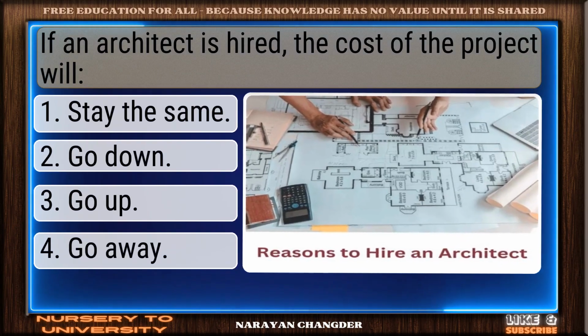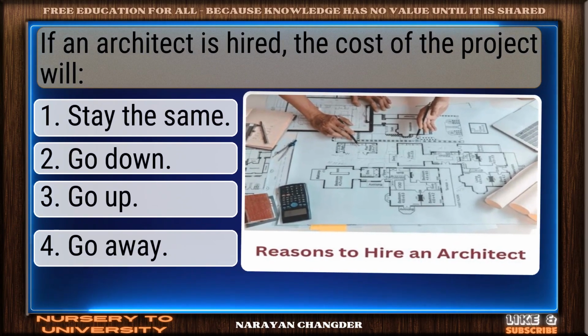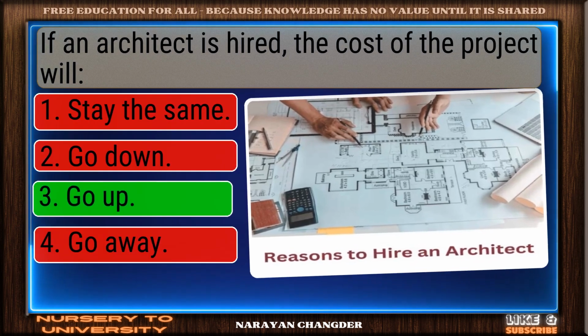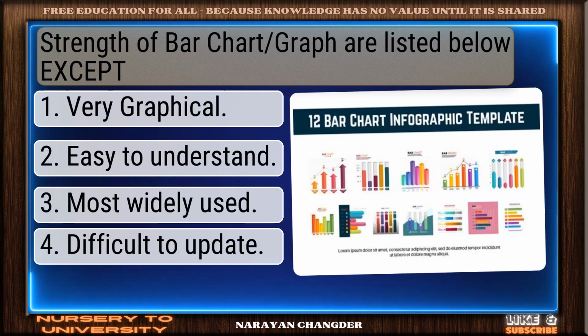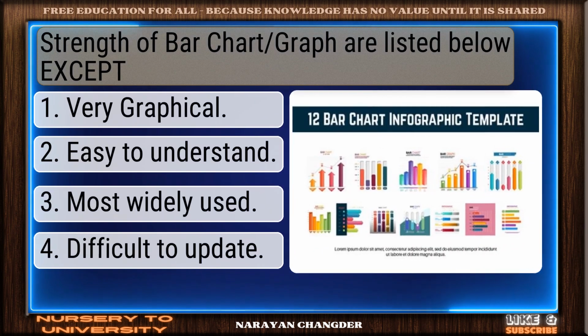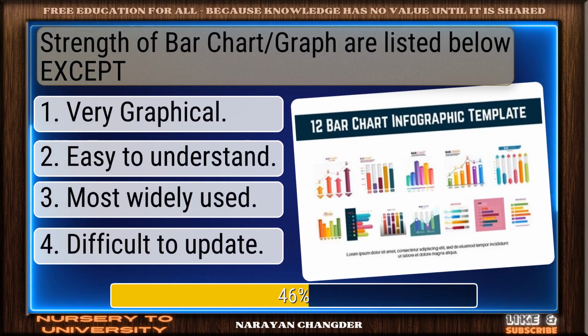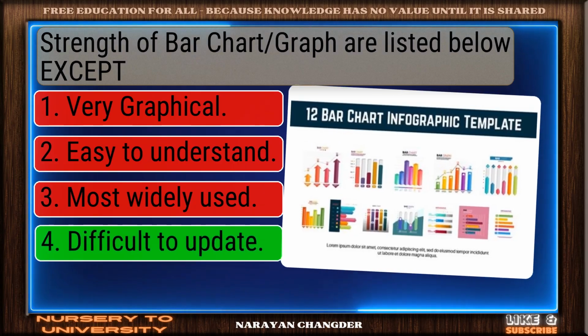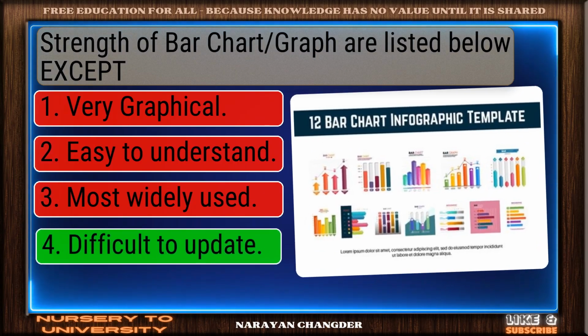If an architect is hired, the cost of the project will. Bravo, go up is the answer. Strength of bar chart graph are listed below except. Perfect. Difficult to update is the correct choice.